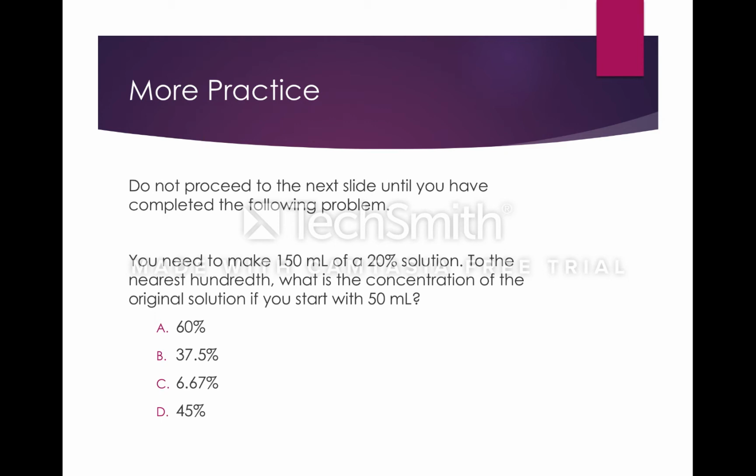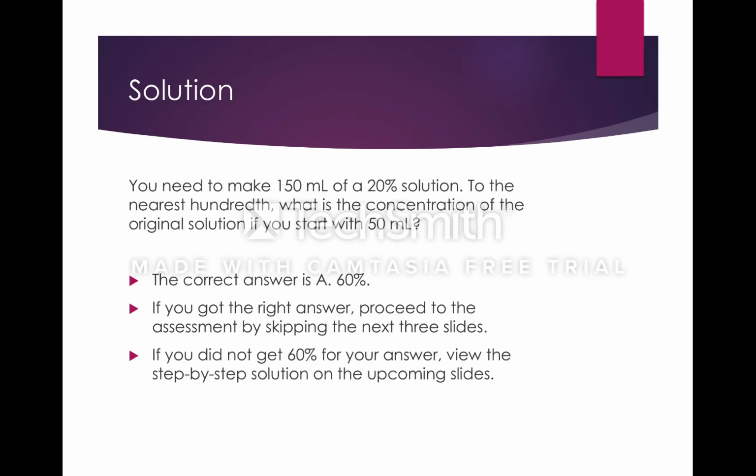One more practice problem. You need to make 150 milliliters of a 20% solution. To the nearest hundredth, what is the concentration of the original solution if you start with 50 milliliters? A, 60%, B, 37.5%, C, 6.67%, or D, 45%. Please pause at this time. The correct answer is A, 60%. Go ahead and bypass the solution process here if you got it correct and you feel confident in your answer. But if not, go ahead and take a look at this step-by-step solution we're going to show.